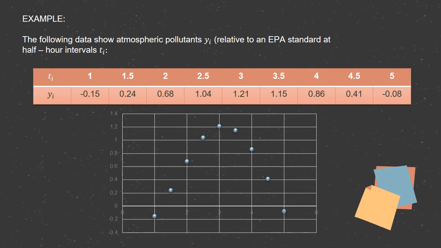For t sub i of 1, we have y sub i of negative 0.15. For 1.5, we have 0.24. For 2, we have 0.68. And for 2.5, we have 1.04. For 3, we have 1.21, 3.5 to 1.15, 4 to 0.86, and 4.5 to 0.41, and then for 5 of t sub i, we have negative 0.8 of y sub i.